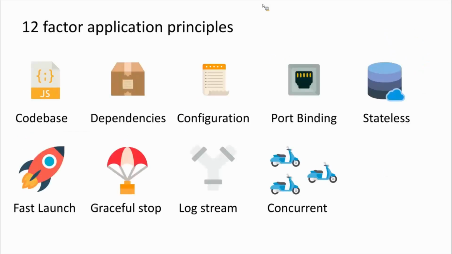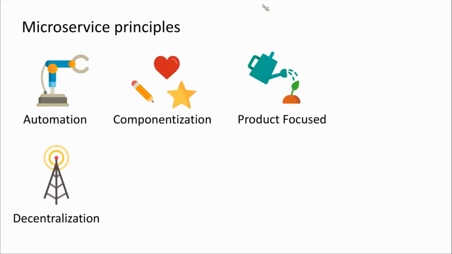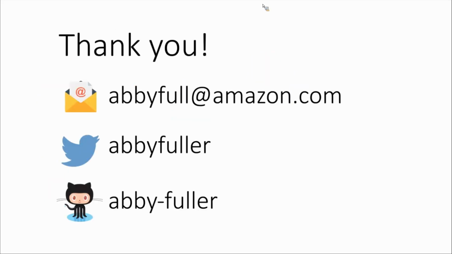So in summary, we have some 12-factor application principles. So my code base, my dependencies, my configuration, port binding, statelessness, fast launch time, a graceful stop process, a log stream, and concurrency. And then on top of that, I have my microservices principles. So automation, componentization, it's product focused, and it's decentralized. And all of those things together are what can allow you to build really resilient and scalable applications.